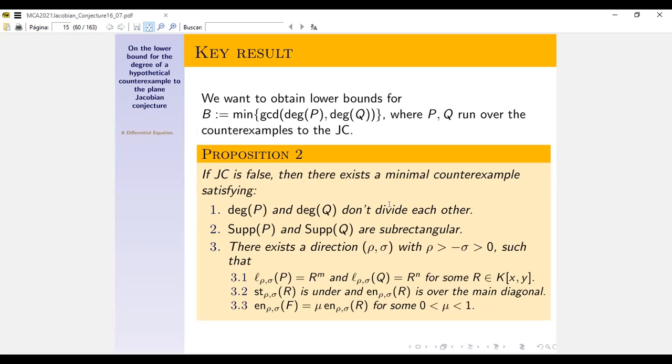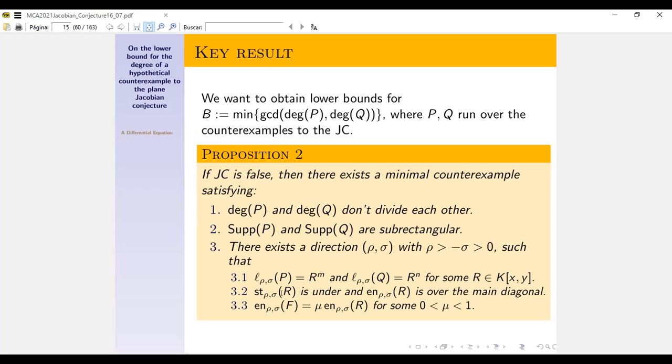Moreover, and this was also already known since the 90s of the last century, the support of P and the support of Q are subrectangular, which means they are contained in the rectangle. Well, every polynomial has its support contained in a rectangle, but here the corner that is opposite to the origin is part of the support. So this means subrectangular. And there exists a direction such that the principal terms of P and Q are powers of some necessarily ρσ-homogeneous element R. So R^M is the main term of P, and R^N is the main term of Q. And since the degree of P and the degree of Q don't divide each other, N and M are coprime and greater than one. So this is one condition.